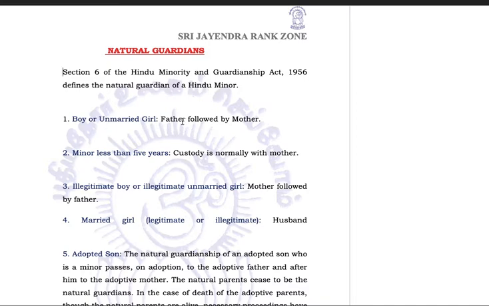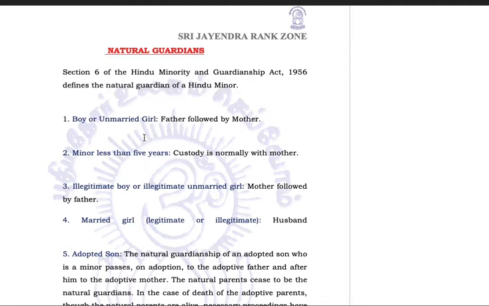First guardian is the father. For a boy or unmarried girl, the father is the first guardian, followed by the mother. If the father is not there, then the mother is the guardian. Clear?